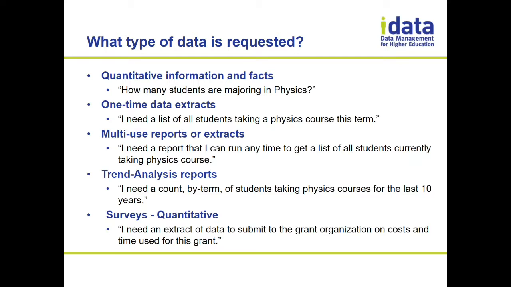The other type of thing is a survey. This is something that an external organization might be asking, where you need data. So I need an extract of data to submit to the grant organization on costs and time used for this grant. In my physics department, I'm doing some sort of research grant and they really want to know this information, and I have to send them this file of my costs. Right.